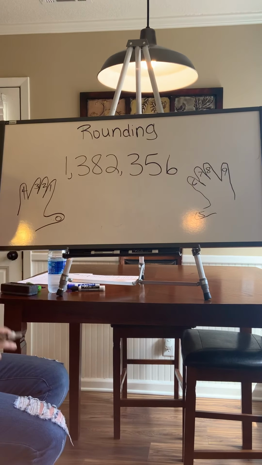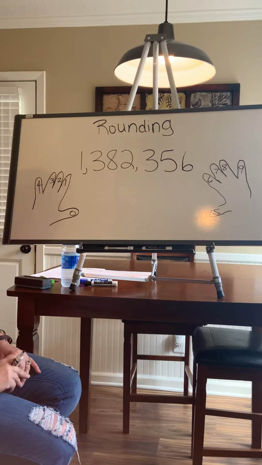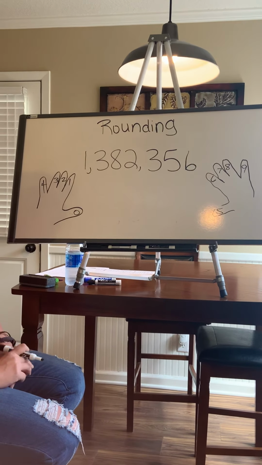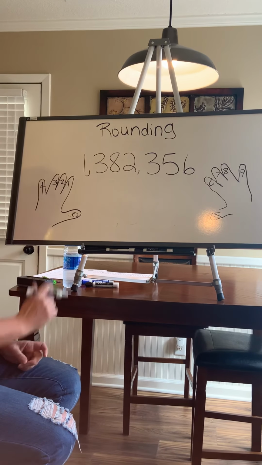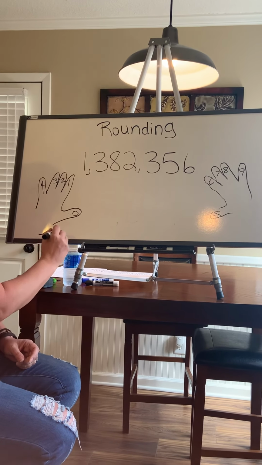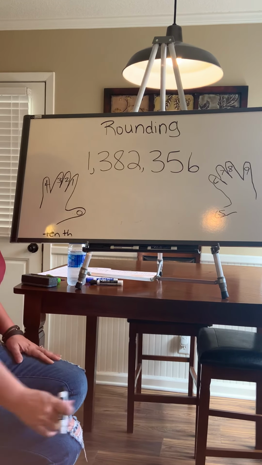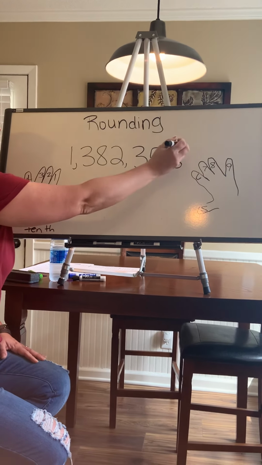All right, this time we're gonna round to the nearest 10,000 place. So what do we do first? It tells me to round to the nearest 10,000s place. Well, we're gonna label our number. We're gonna start with the ones.